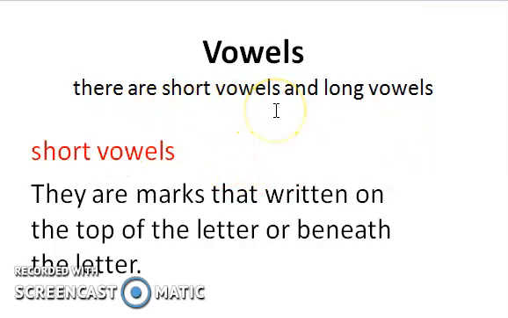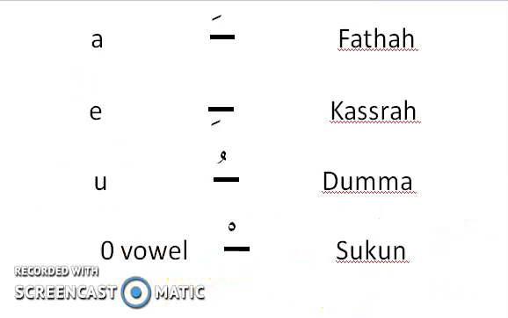We have short vowels in Arabic. There are short vowels and long vowels. Short vowels are marks written on the top of the letter or beneath the letter. Let's see them. The first one is called fatha. This fatha is a small slash on the top of the letter. When you see it on the top of the letter, pronounce it as "a." When it is under the letter, pronounce it as "i."